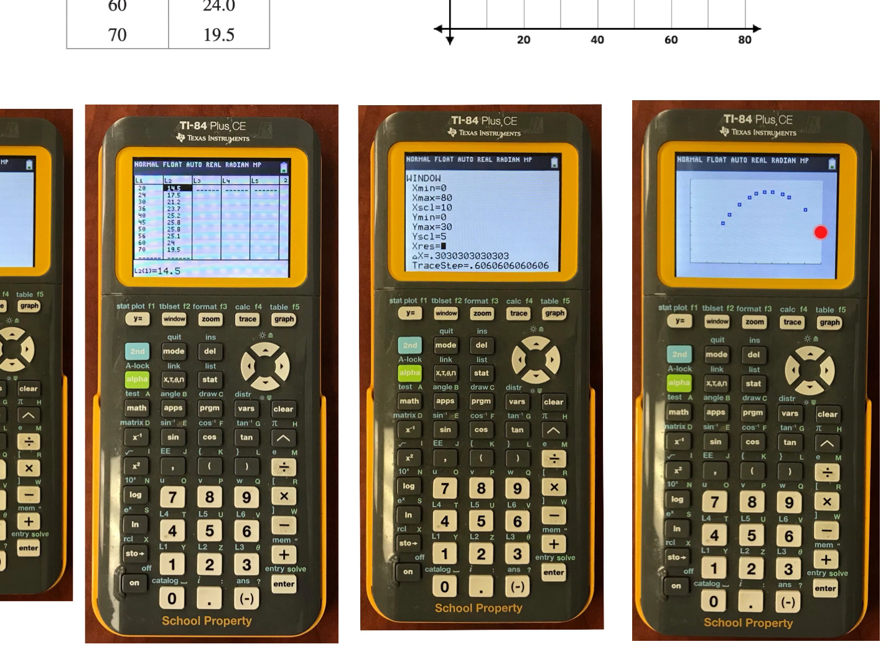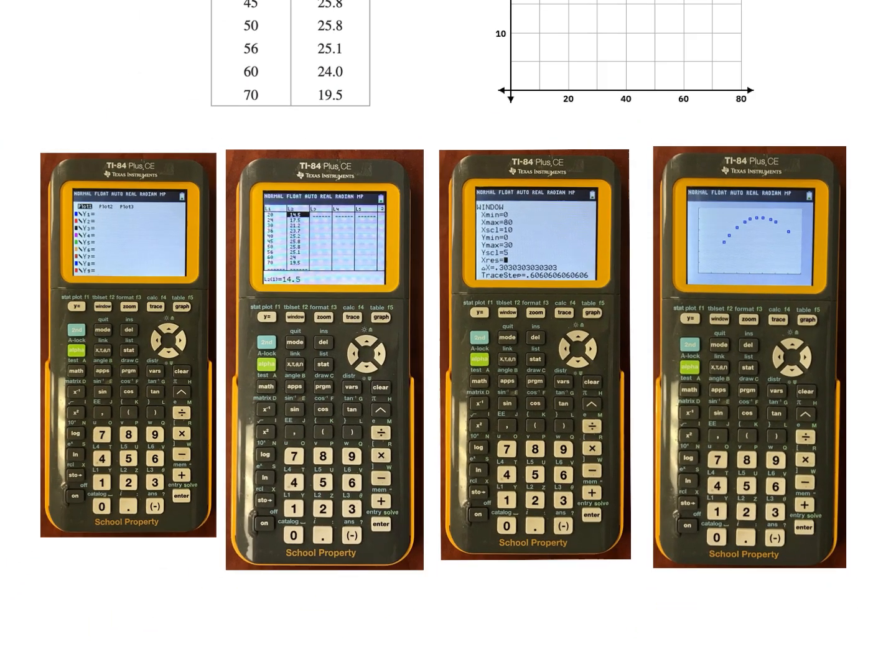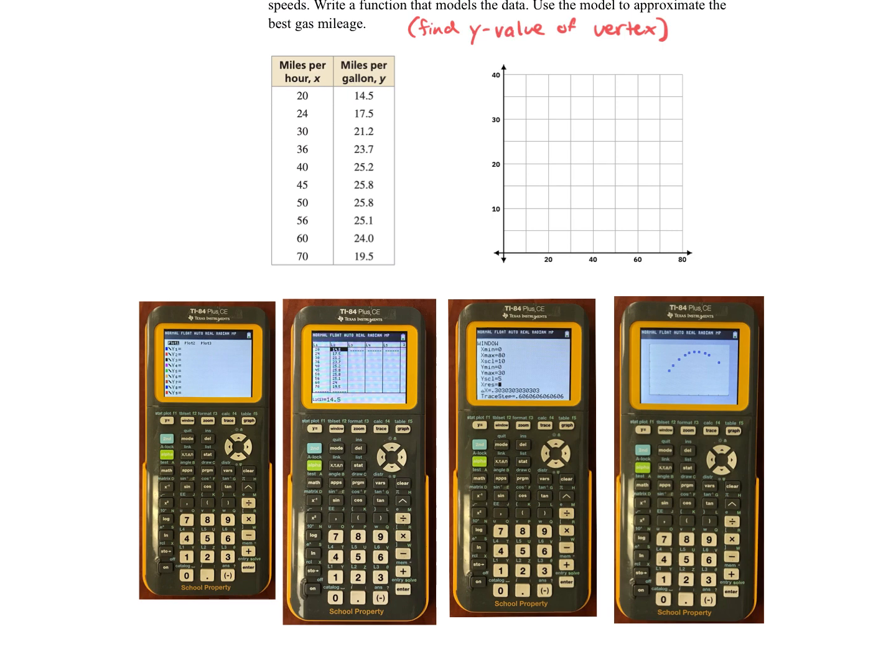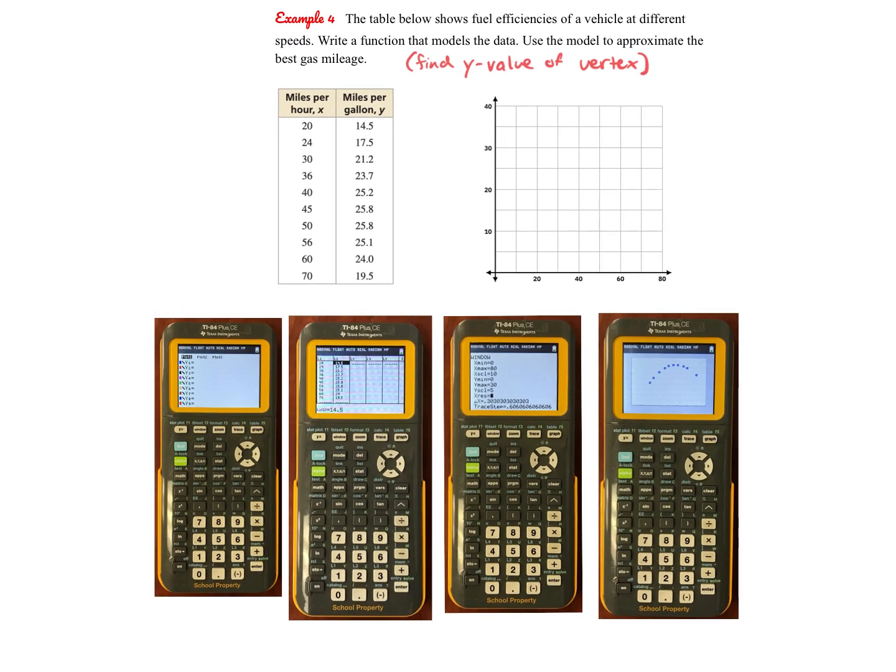With this, we can see that this does make that parabolic shape. That tells us that we can model this with a quadratic function. So that's how we will be checking for this if we don't have that equal spacing with our x values.